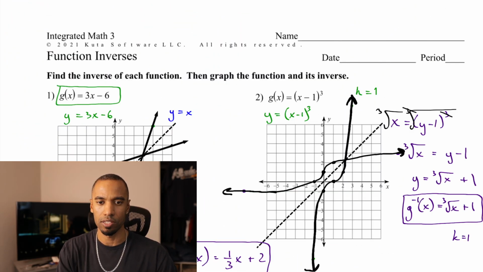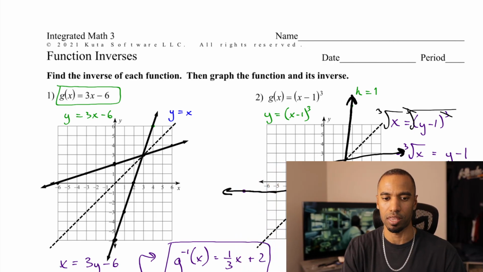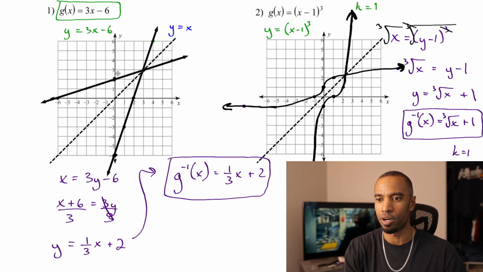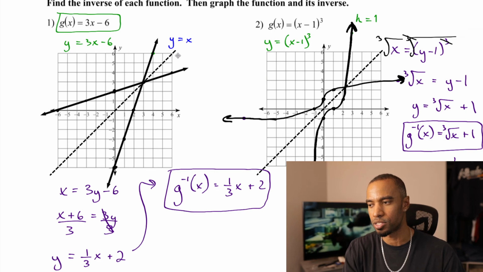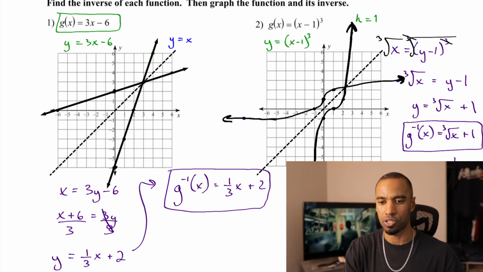Swapping the x's and the y's and applying a composition of functions to make sure that they work out with that symmetry that we're looking for. You can see the symmetry right here as we reflect across. That ought to do it for this one, guys, with inverses of functions.